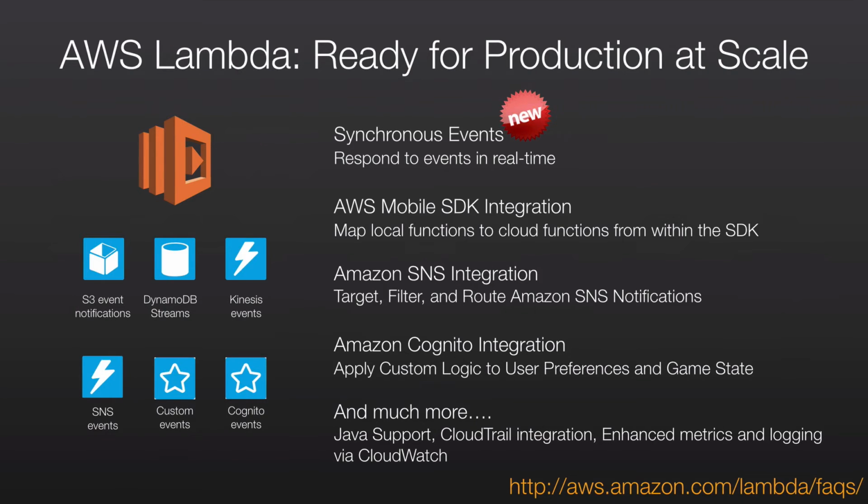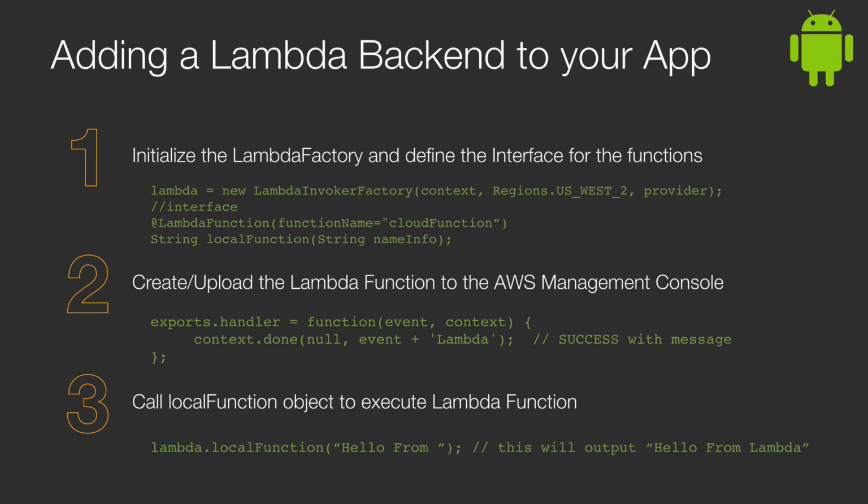That's a very, very good resource for finding out more about how you can make use of AWS Lambda in your mobile apps. This idea of function mapping is a particularly powerful feature. You can see with these code samples that it's very simple to set up, initializing the Lambda factory and defining the interface for the functions that you want to map to Lambda functions. Then you create or upload the Lambda function to the AWS Management Console. Of course, you can do that on the CLI if you wish, or you can do it via the AWS GUI, the AWS Management Console. And then when you call local function, the function object that you defined in step 1, that will execute the remote Lambda function. Very, very simple. And that enables you to embed and integrate Lambda resources within your mobile applications very, very simply.